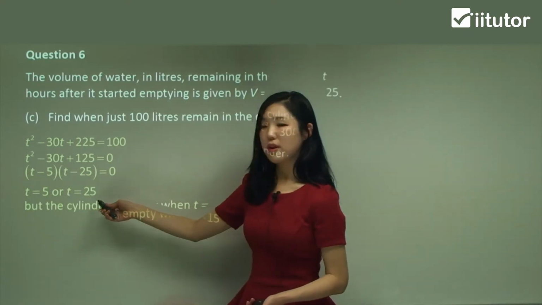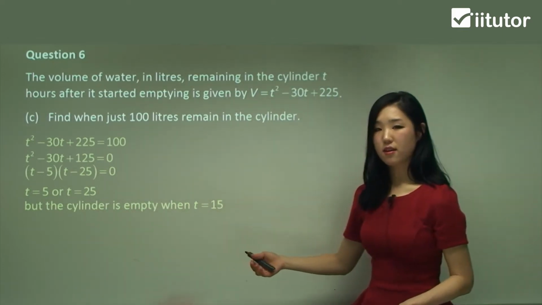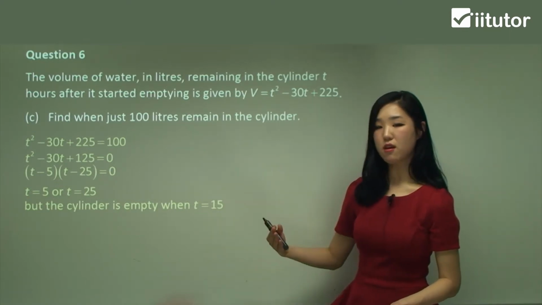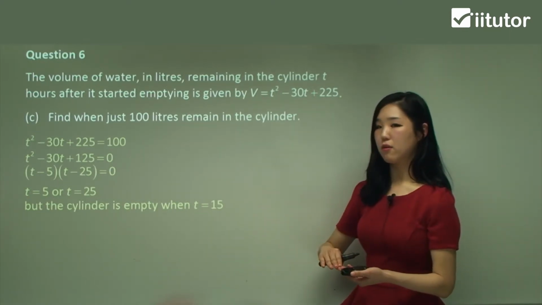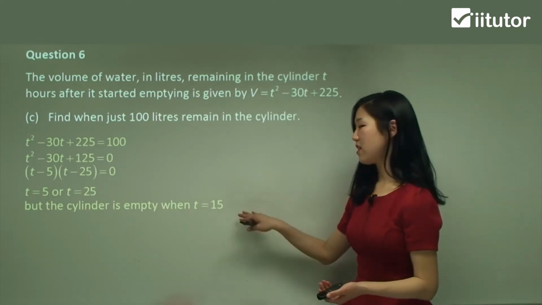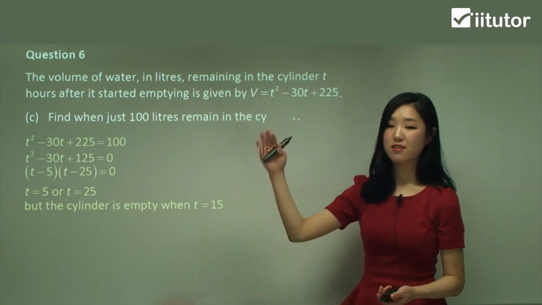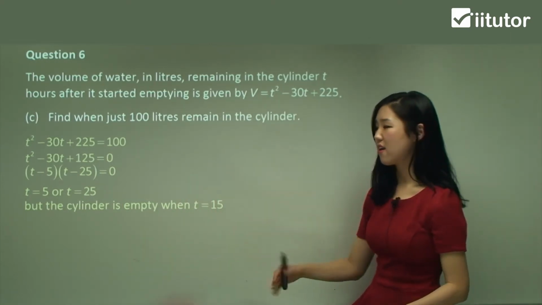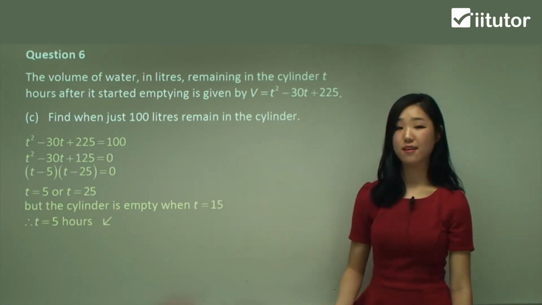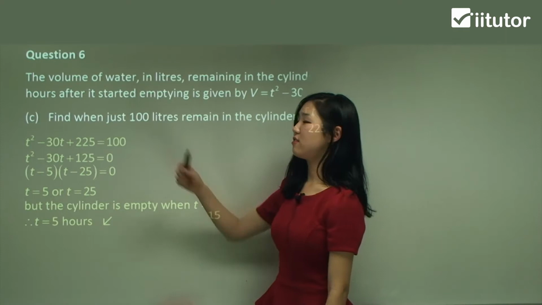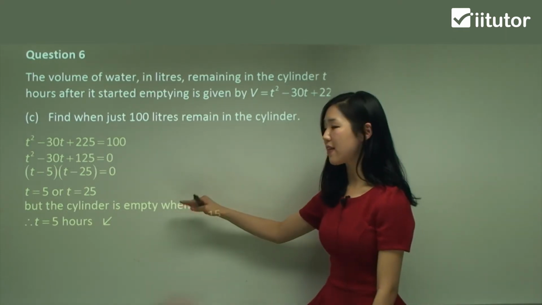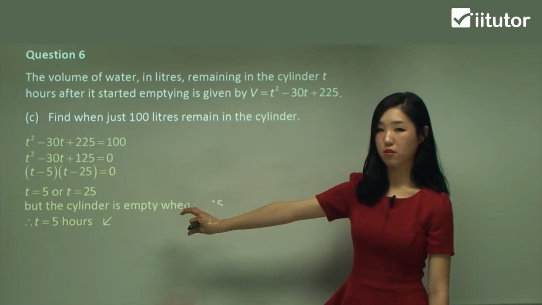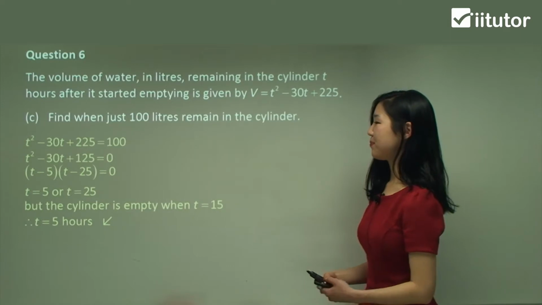But when the time is 25 hours, does that make sense? Can we have more than 15 hours? It's empty at 15 hours and we can't go over that, right? So 15 hours is basically the maximum time, so we can't have anything more than 15. Make sure you understand why. Therefore, in this question only 5 is the answer. So 5 hours is how long it takes to have 100 litres. Make sure you get this last part. That's very important, and probably the part where you get awarded the most marks. So that's question C.